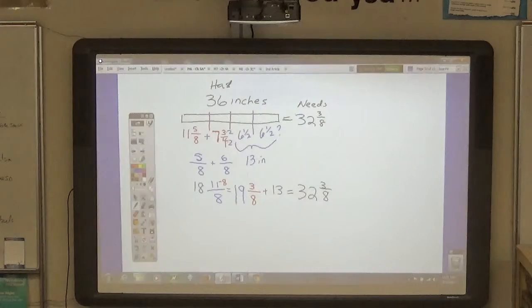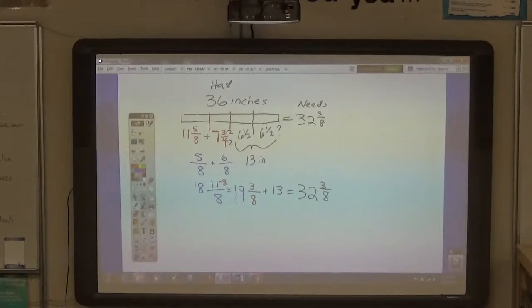So, those are some types of problems that you'll have to do. Find the remaining amount and find the 2 amounts and see which one is more. Okay?